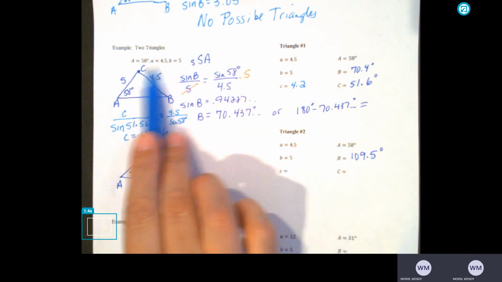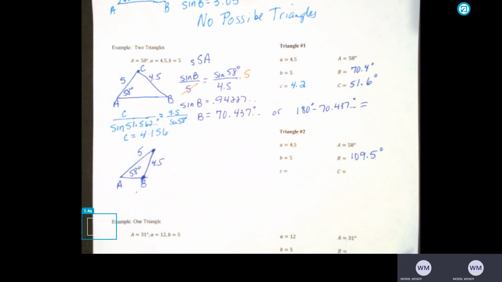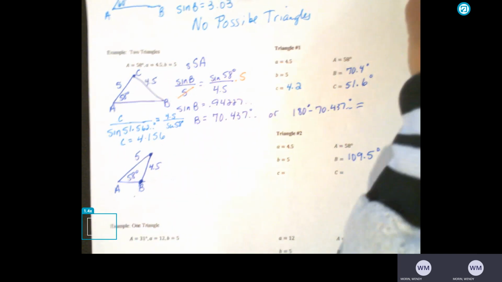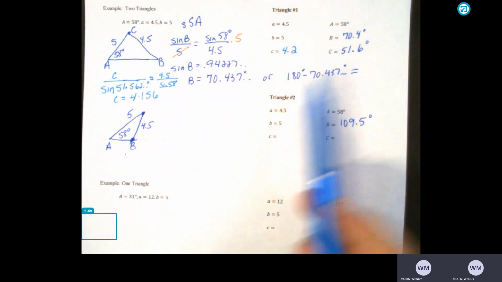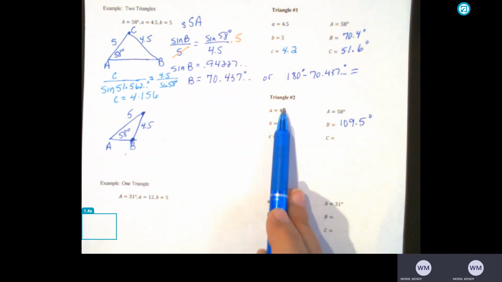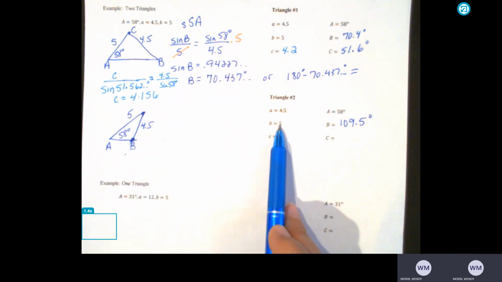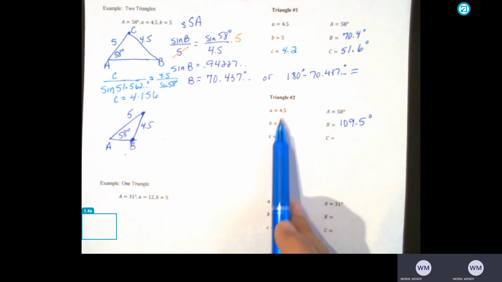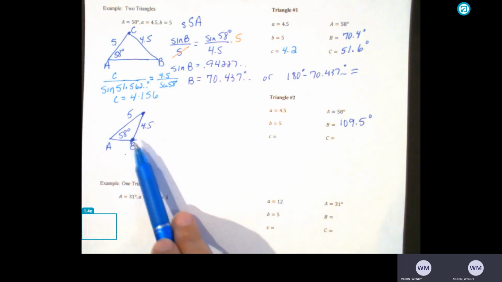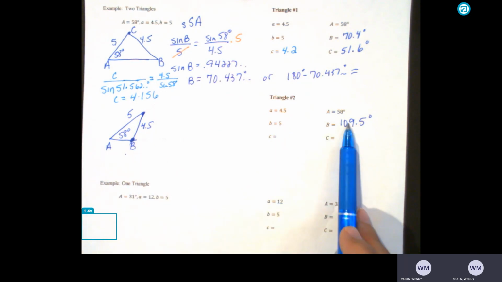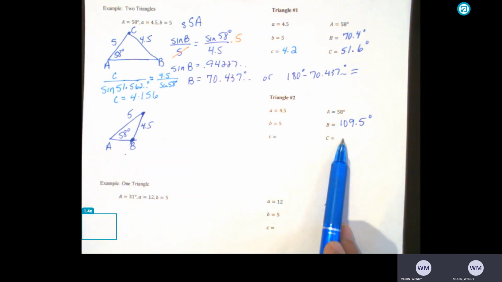Now that's for this triangle, the acute triangle. Okay, but as I said before, with this same information, the given information does not change. That's a very common mistake. The given information here can be used and it can create an obtuse triangle where the angle B is 109.5. So in this triangle here, angle C is going to be much smaller than it was in the original one.